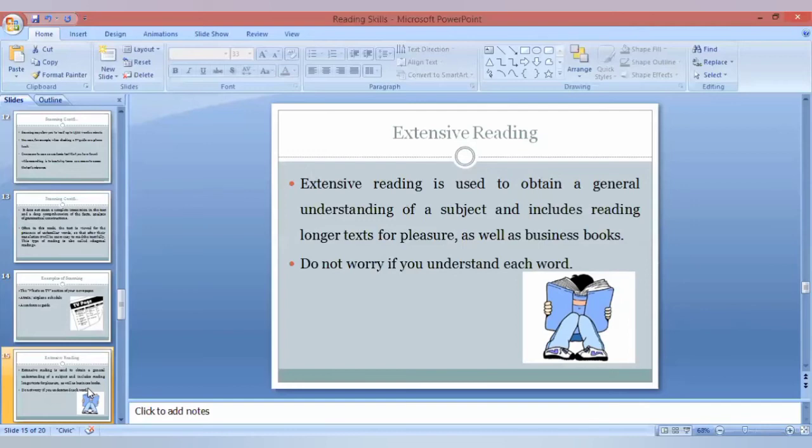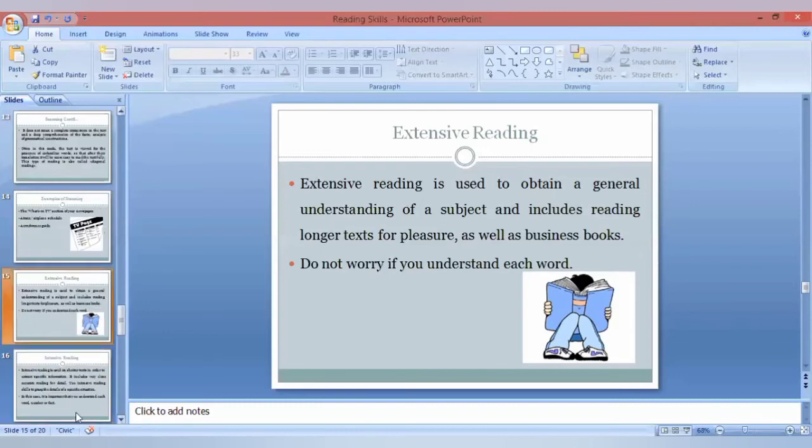And here again, I would remind you that it is not important to understand each and every word. The main purpose of extensive reading is to get the overall or a general understanding of what you are reading. So you should not worry about understanding each and every word.